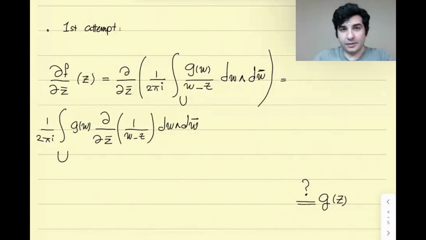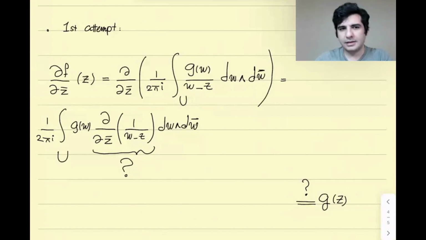So what is the derivative of 1 over w minus z with respect to z bar? What is this derivative? That's the main thing. The point is that w again is like a constant here. So the variable there is z.